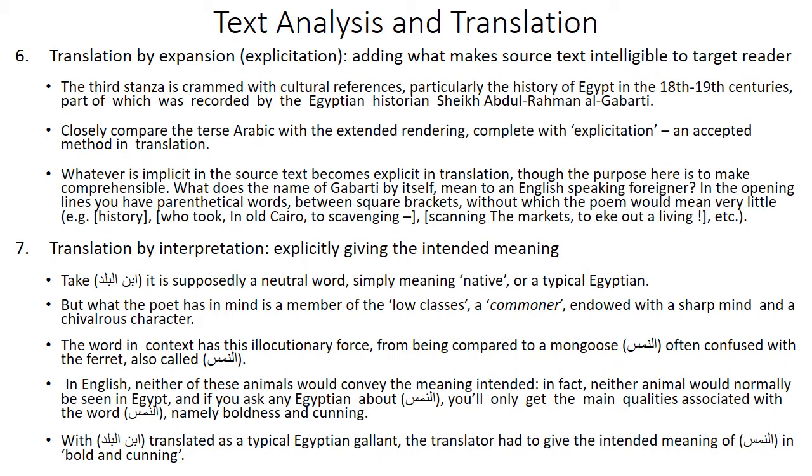Okay, and this is an accepted method of translation زي ما اتكلمنا طول الكورس مع بعض. Okay, the purpose is to make the translation comprehensible. So you need to add, for example, what did the name of Gabarti by itself mean to the English-speaking foreigner? ايه الجبرتي بالنسبة له؟ القارئ الإنجليزي يعرف منين الجبرتي؟ ولا أي حاجة خالص. Okay, so in the opening lines, you will find that Professor Hanan used a lot of parenthetical words between square brackets to extend, explicitate, to expand the meaning of what needs to be expanded.